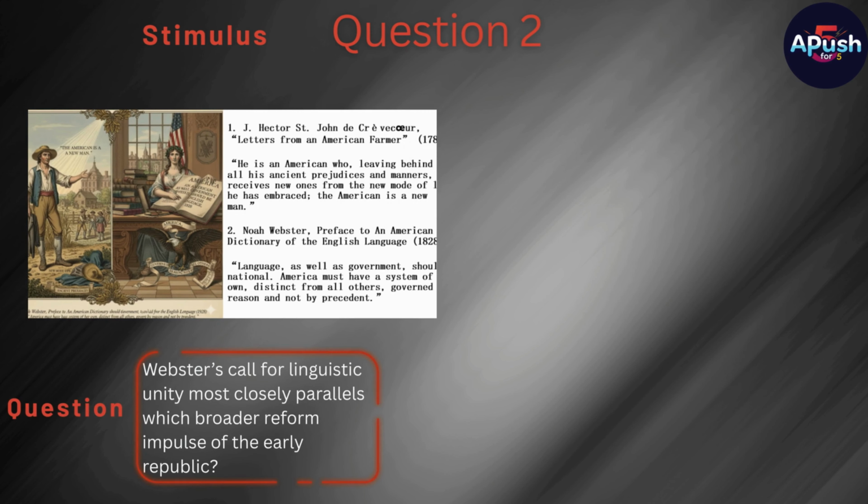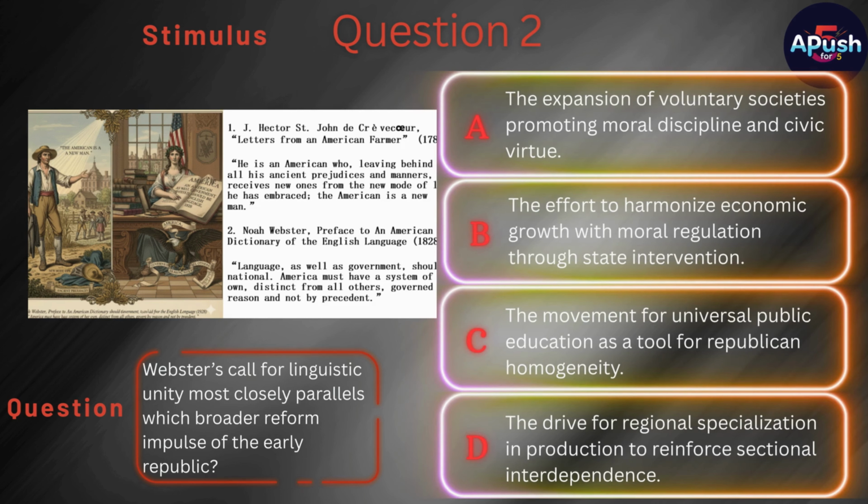Question. Webster's call for linguistic unity most closely parallels which broader reform impulse of the early republic? A. The expansion of voluntary societies promoting moral discipline and civic virtue. B. The effort to harmonize economic growth with moral regulation through state intervention. C. The movement for universal public education as a tool for Republican homogeneity. D. The drive for regional specialization in production to reinforce sectional interdependence.